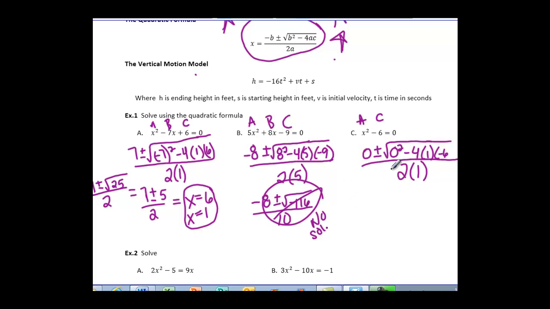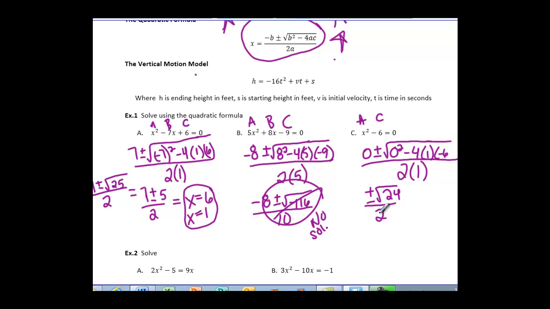Okay. You're going to go ahead and evaluate. We get 0 squared, and then you get negative 4 times 1 times negative 6. Go ahead and do that. Okay, and you should get 24. Now, when you take the square root of 24, it does not come out evenly, so this is where we will be working with decimals. So you need to do the square root of 24, and then you're going to divide that by 2.